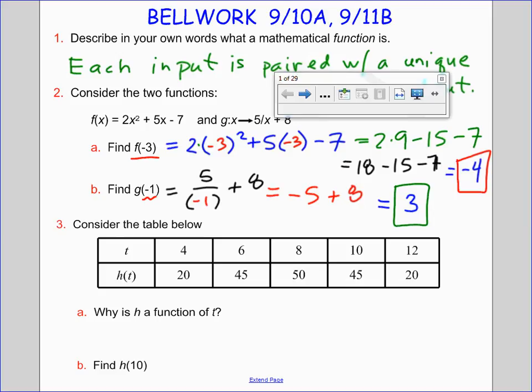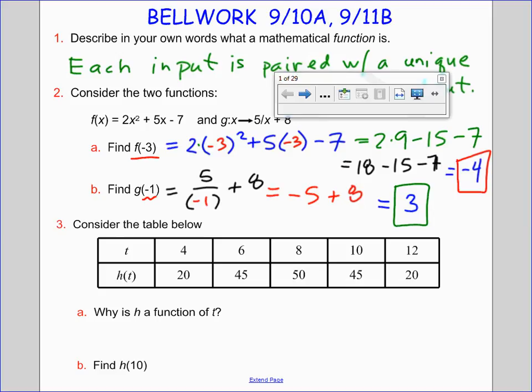And you can think about number one. So why is h a function of t? And what did you guys come up with, Olivia and Jimmy? We said that t has no same values, and it's the x in the situation, and h is the y.